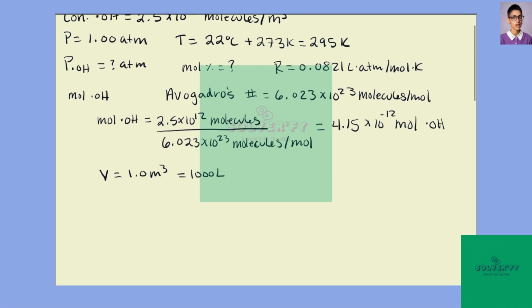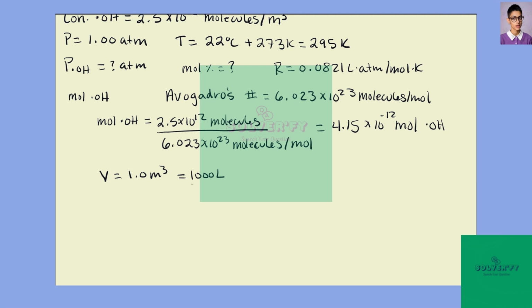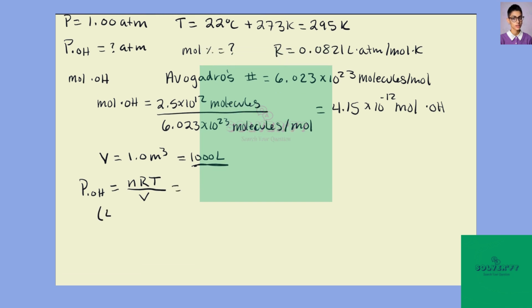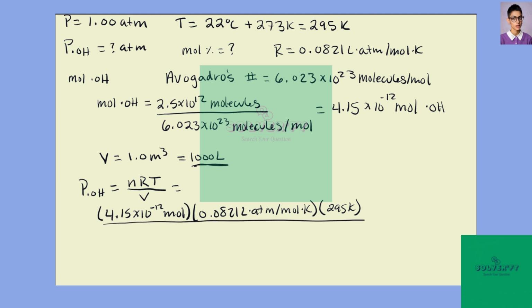So now that we're going to find the pressure of our radical, I'm going to be using this as our volume. The pressure of our radical is going to be equal to the moles times our R value times our temperature divided by the volume. So this is going to be 4.15 times 10 to the negative 12th moles times our R value, 0.0821 liters atmosphere per mole Kelvin. We're going to times that by our temperature, which is 295 Kelvin, and then divide all of this by 1,000 liters.